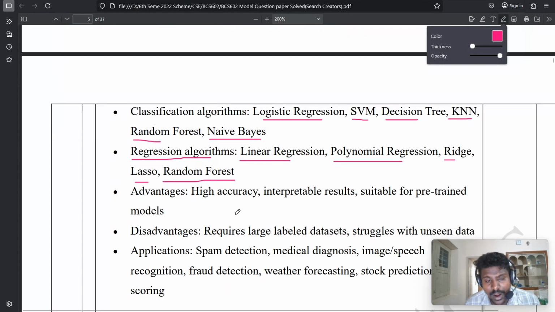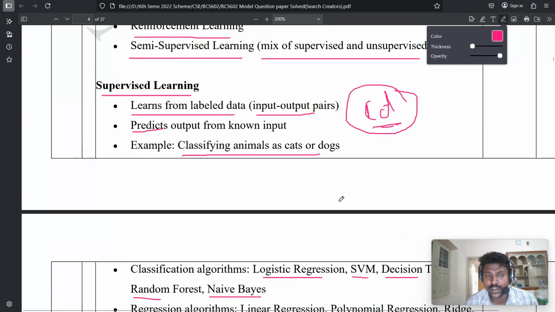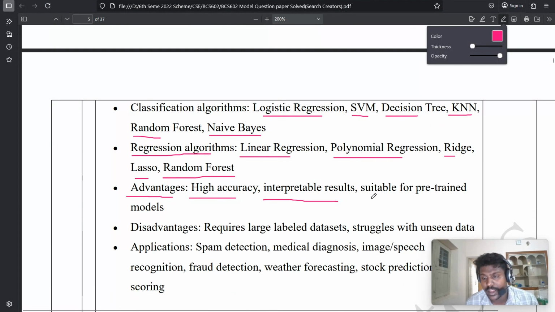Next, advantages. If you explain in depth one by one, you can write advantages, disadvantages, applications, and the algorithms used. Here, in the advantages, high accuracy is the main advantage. The second is interpretable results; you can see interpretable results in these regression algorithms of supervised learning. Next, suitable for pre-trained models. I hope you know these things also.